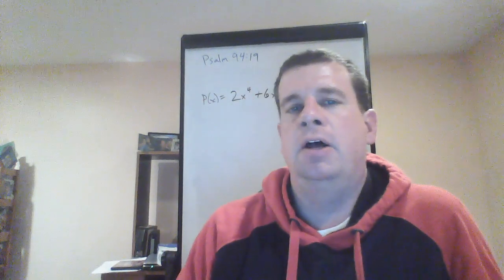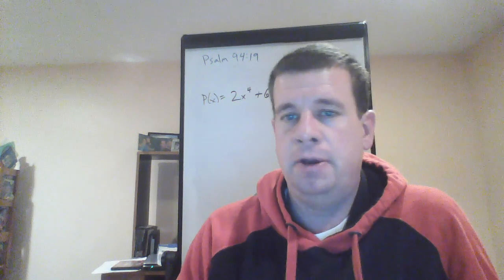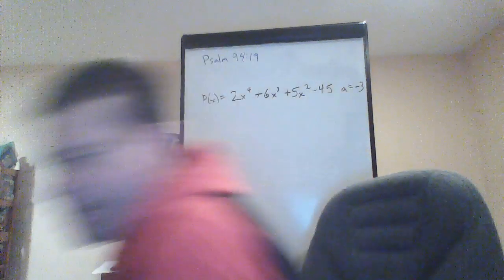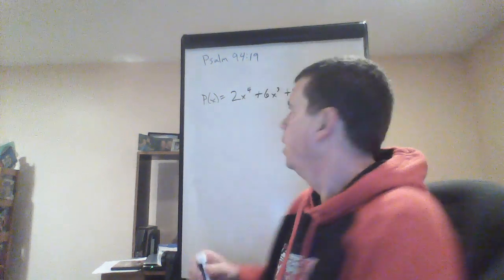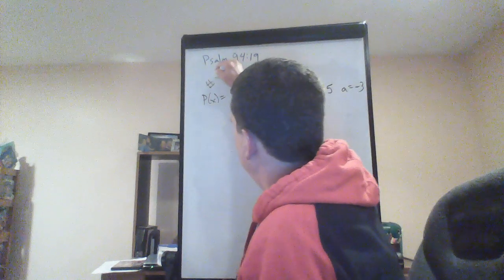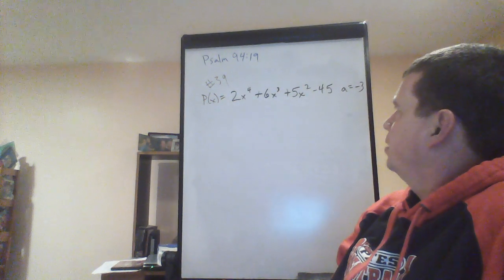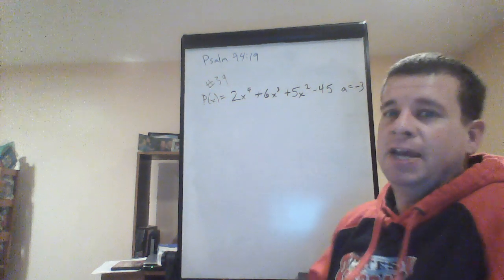All right, guys, continuing to take some of your questions that you had on lesson 5.4, synthetic division, the remainder theorem, dividing polynomials. We're going to look right now at number 39. We're given this polynomial, 2x to the fourth plus 6x cubed plus 5x squared minus 45, and we want to find p of -3.